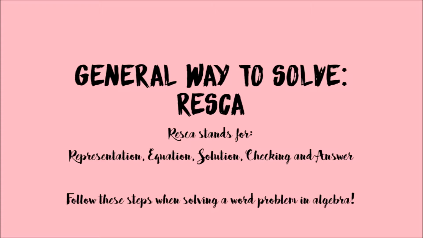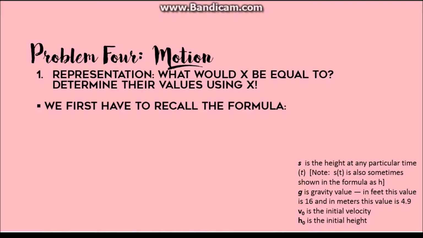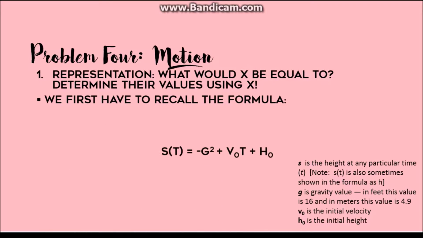The method in solving quadratic equation problems is RESCA. It stands for representation. The first thing we have to do is the representation, which is what x would be equal to, and we have to determine their values using x. Since it's easier, we are going to use t because we are looking for the time the object would strike the ground. So we first have to recall the formula.